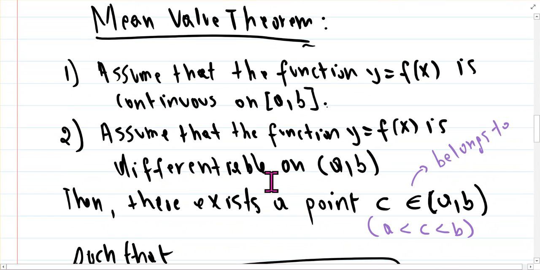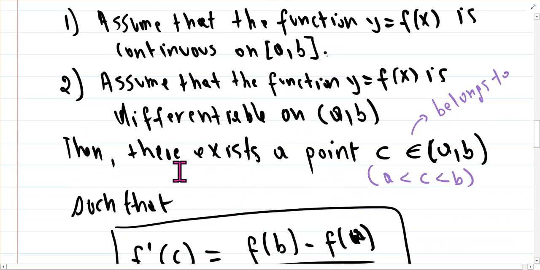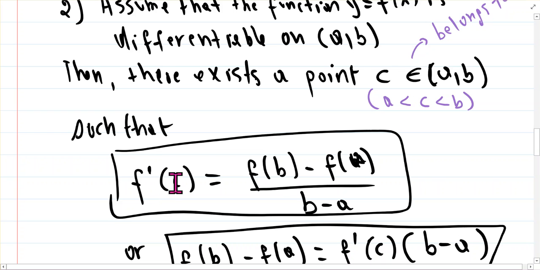The statement of the mean value theorem is that first you're going to assume that the function y equals f of x is continuous on the closed interval a, b. And then you're also going to assume that the function f of x is differentiable, so the derivative exists throughout the open interval a comma b. If that's the case, then the mean value theorem is saying that there must exist a number c between the 2 boundaries a and b, such that f prime at c equals f of b minus f of a divided by b minus a. That's basically the mean value theorem.